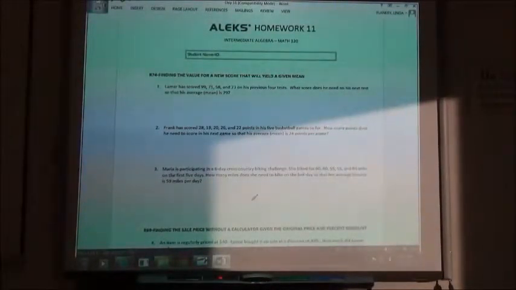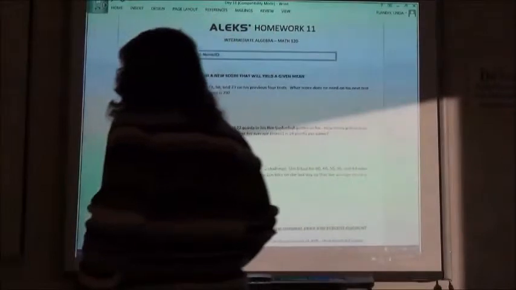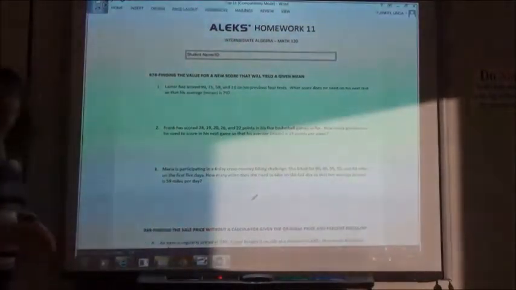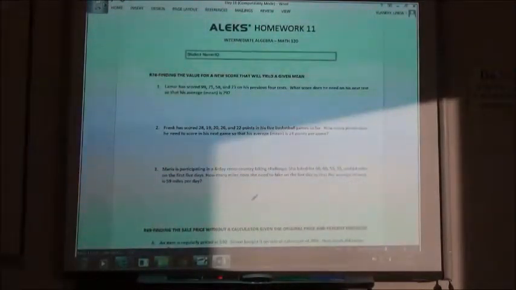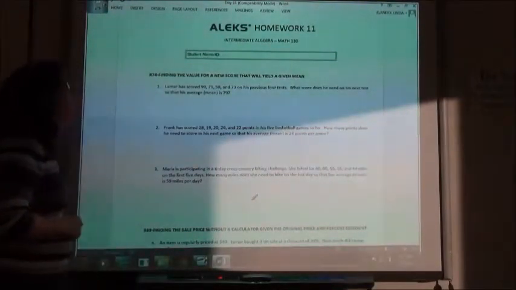So homework 11. A bunch of word problems. Hopefully they're ones that you already saw if you took introductory algebra, so it'll just kind of be a review of stuff. First one is finding the new score that will yield a given mean.